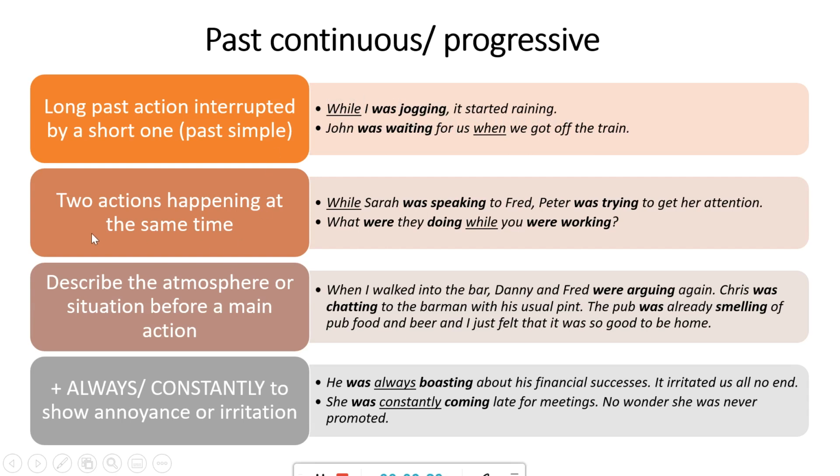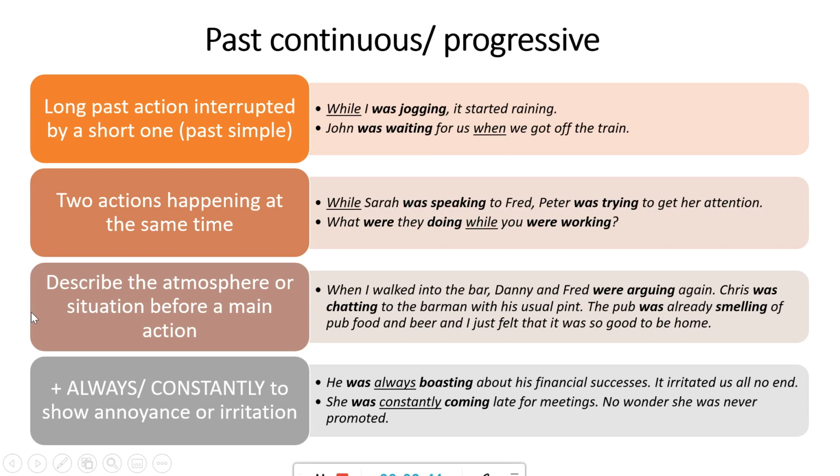Another use would be for two actions happening at the same time, obviously in the past. Here is where the connector is always while. We're talking about two continuous actions. While Sarah was speaking to Fred, Peter was trying to get her attention. Both actions were happening at the same time.